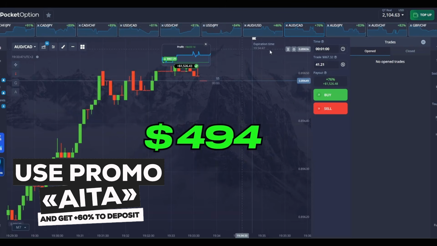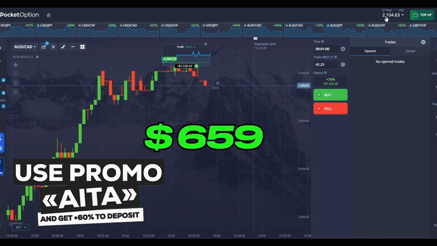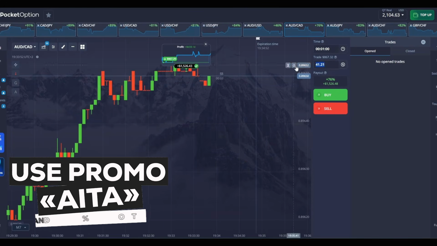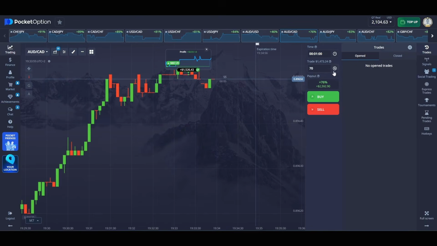I'm taking another $660, so now I have $2,100 in my balance. That means I've tripled my balance. And let's open the next trade for 70%. That's $1,400. So right now, I'm not risking anything.